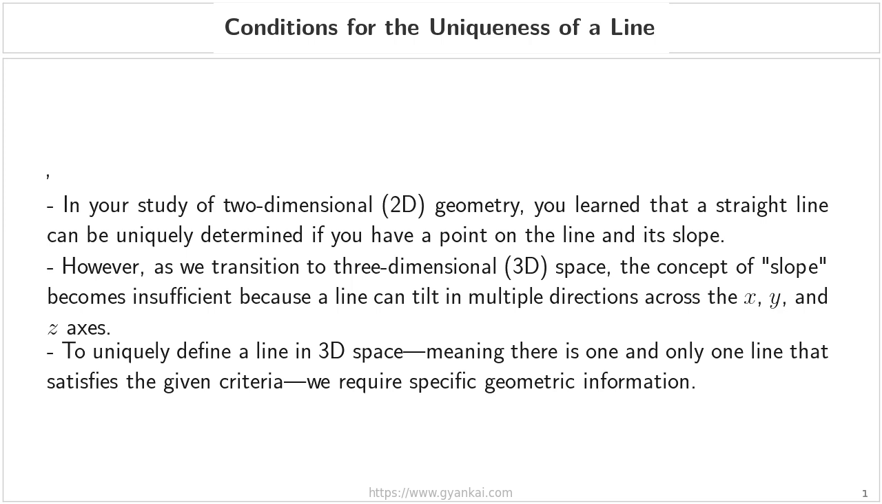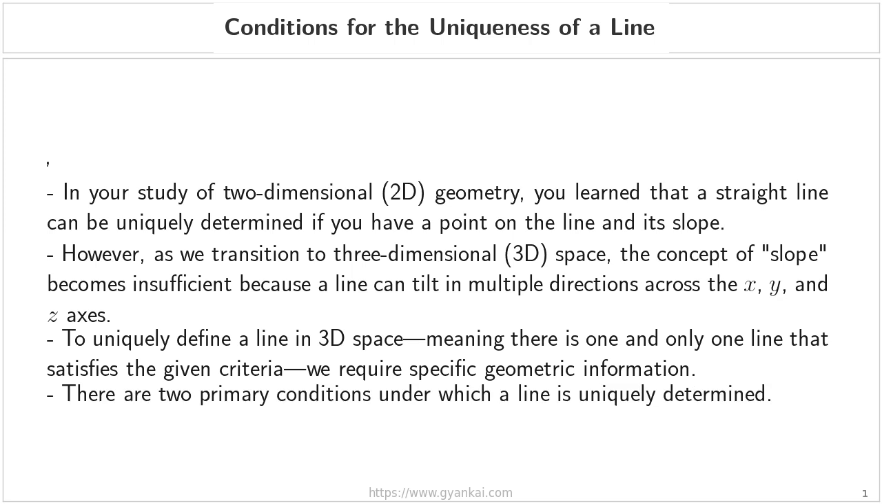To ensure there is one, and only one, line that satisfies our requirements, we need to provide more specific geometric information. In the next few slides, we are going to explore the two primary conditions that allow us to lock a line into a single, unique position in space.